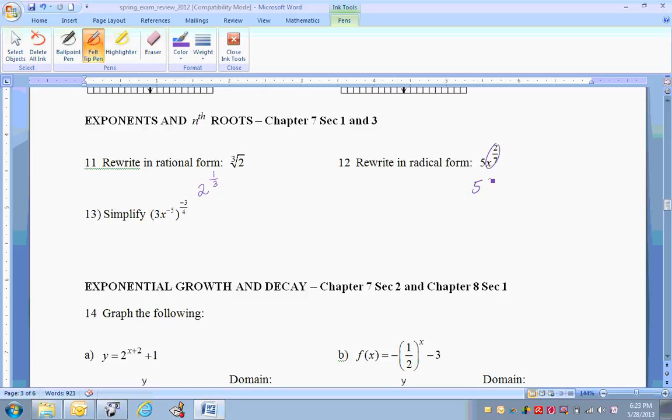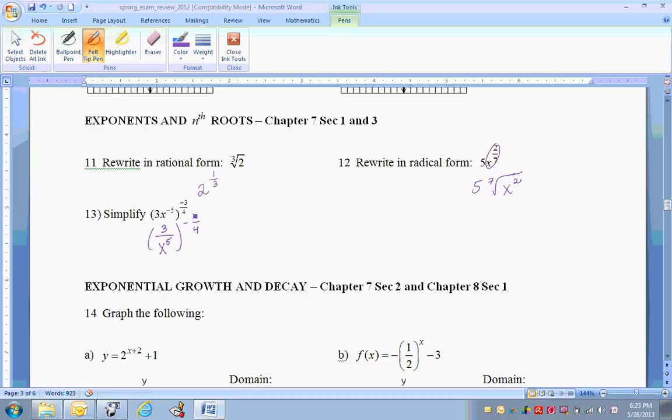So it's 5 times the 7th root of x squared. Okay, now on this one, in number 13, they're wanting us to simplify this equation. So I'm going to go ahead and take care of my negative exponent inside here. And when you have a negative exponent, you send it down to the bottom. So this you can rewrite as 3 over x to the 5th raised to the negative 3 over 4.